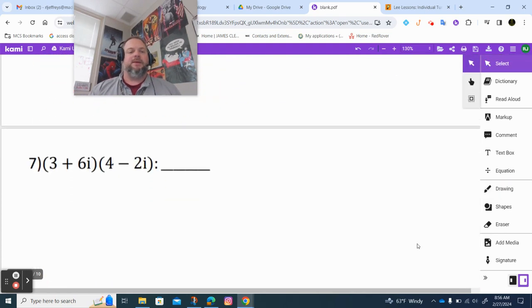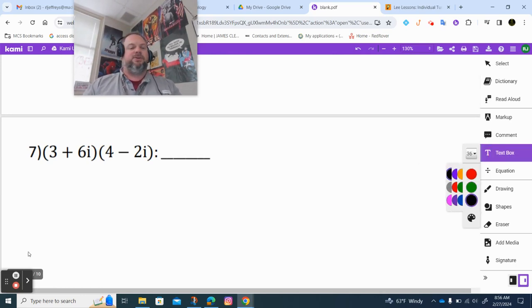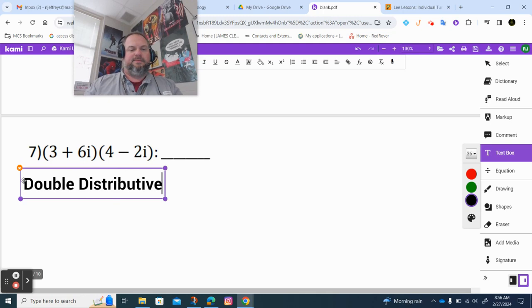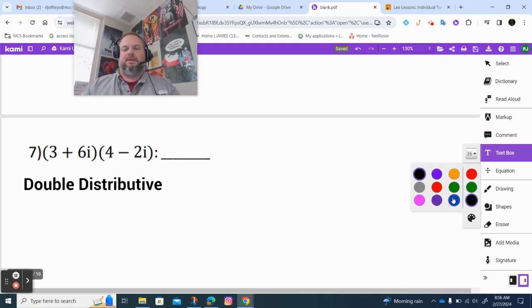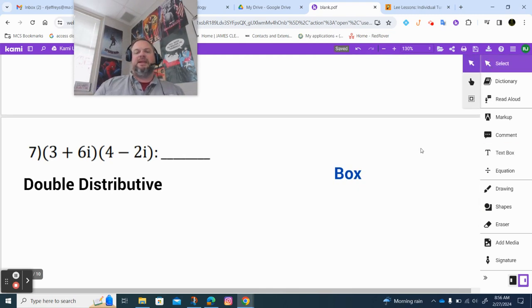So, now remember, this is where we actually had two methods. We had the double distributive, if I can spell, and then we had the box method. All right. And it doesn't matter. Either one, we're going to get the same thing.